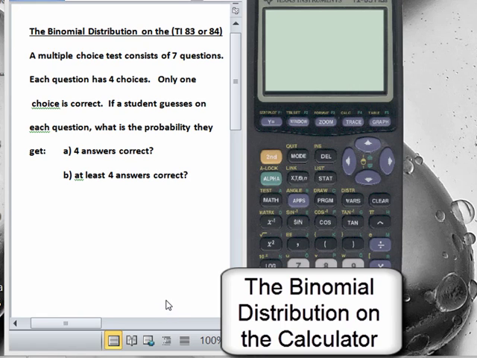Okay, today we're going to look at the binomial distribution using the TI-83/84 calculator. Let's look at this question.